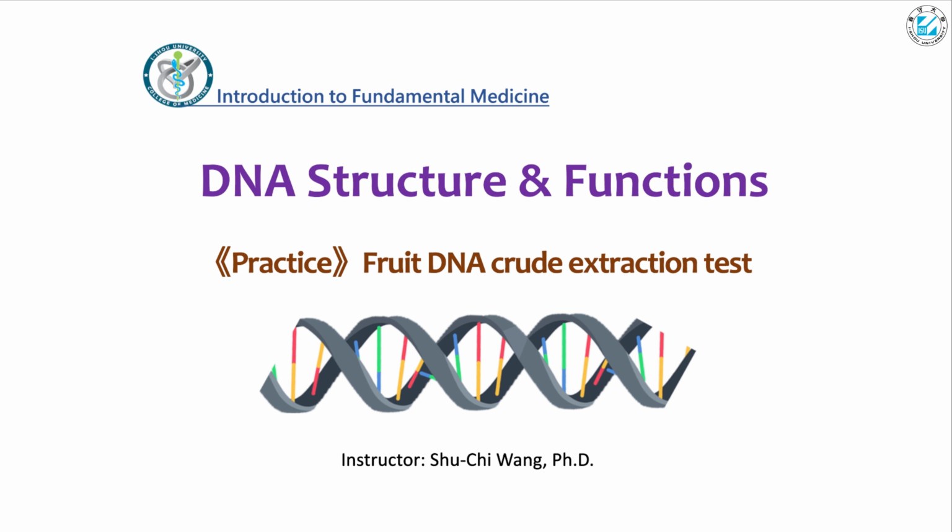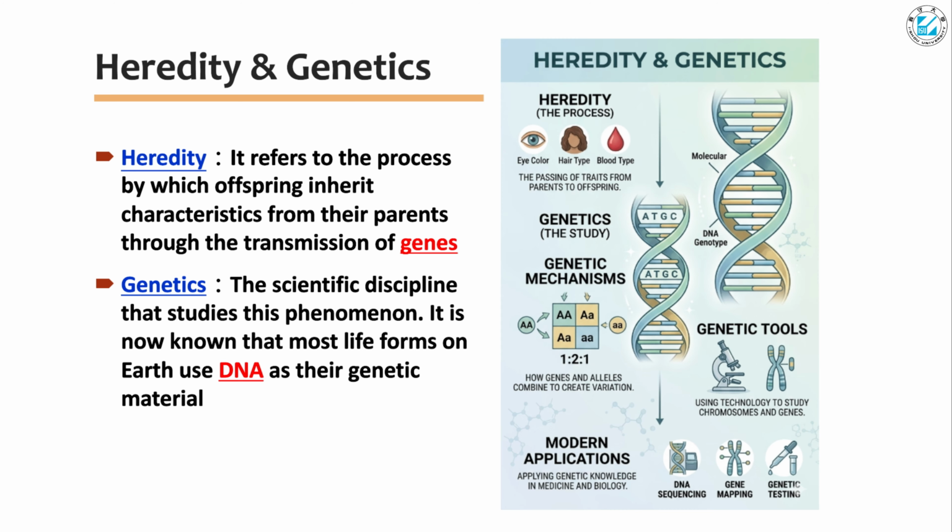Let's get started. First, let's start with a big question. Why do you look like your parents? Maybe you have your dad's eyes or your mom's hair. This is heredity. It's how traits pass from parents to kids and are inherited through the transmission of genes.